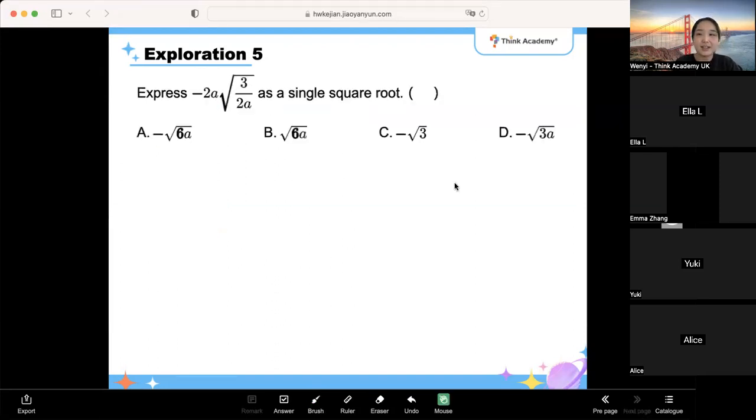Okay, this is our final question here, and I will give you 20 seconds. Can you type your answer in the chat box? Just type A, B, C, D for me, it's fine.